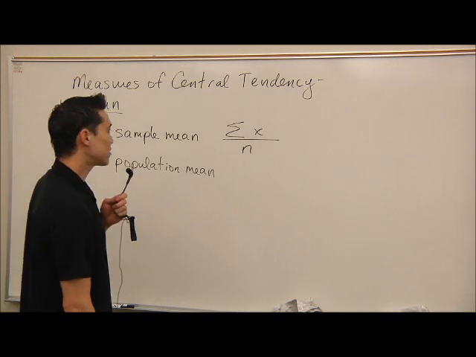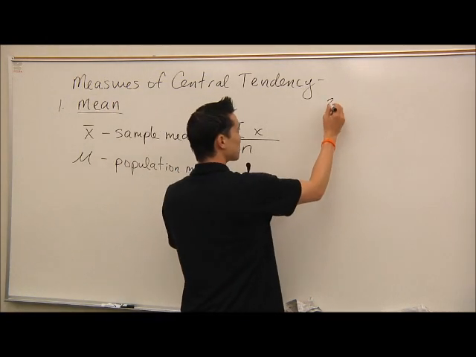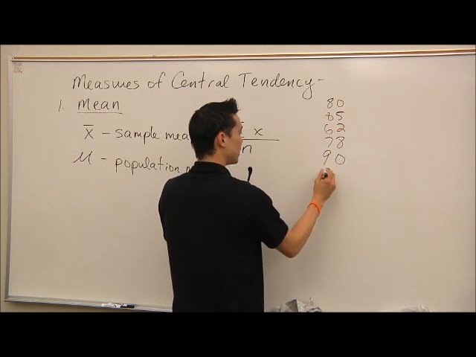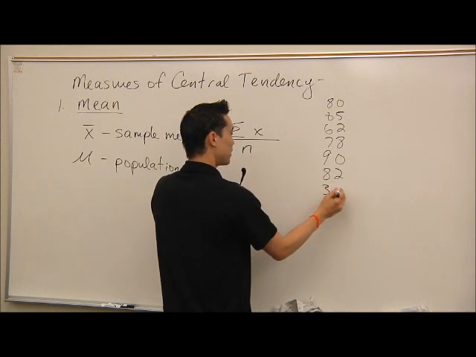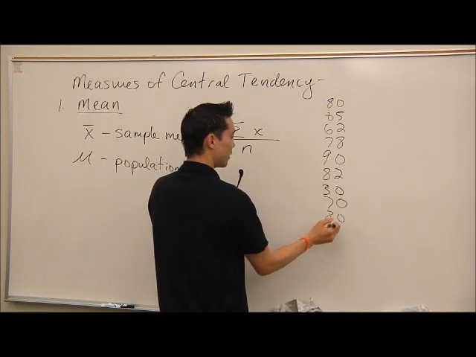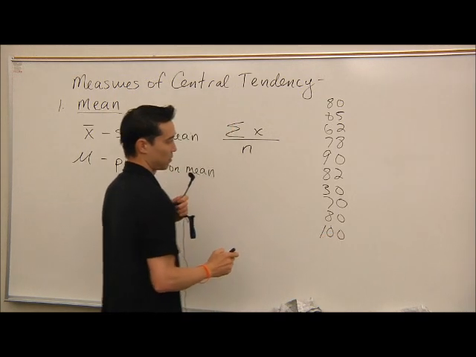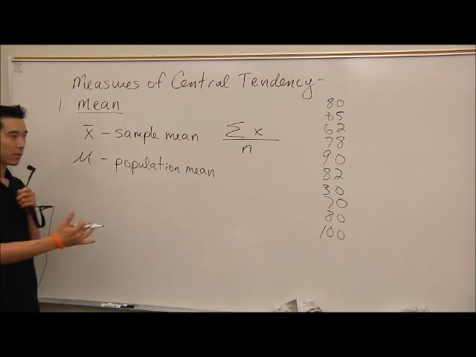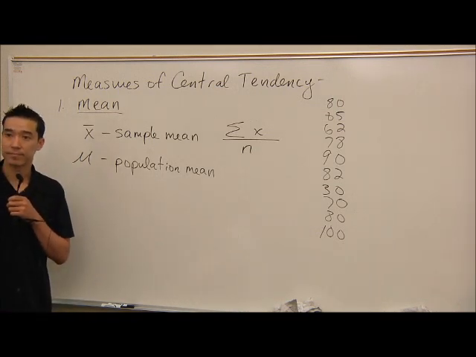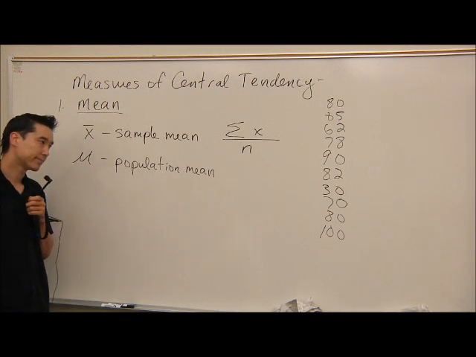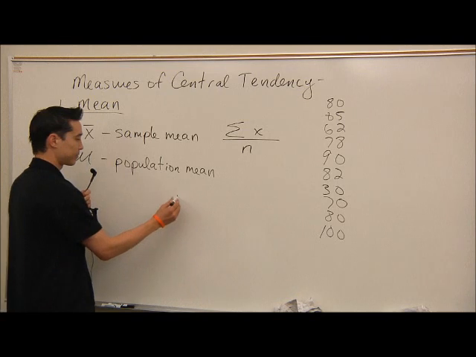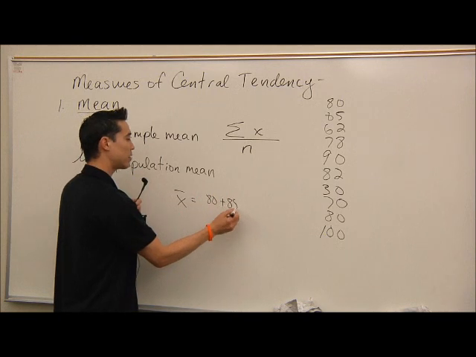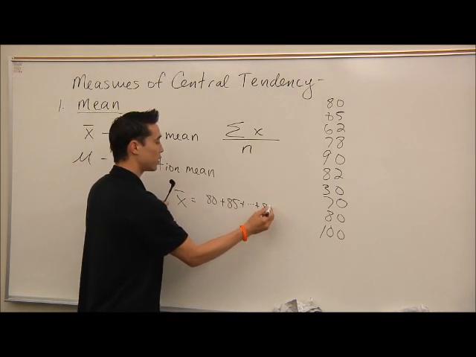All right, so let's just do an easy example. Let's give you some quiz scores. Maybe I have an 80, 85, 62, 78, 90, 82, 30, 70, 80, and 100. Okay? And I say, all right, these were your quiz scores for the semester. I want you to find your sample mean. Find X bar. So again, we're going to add all of these scores. 80 plus 85 plus dot, dot, dot plus 80 plus 100.